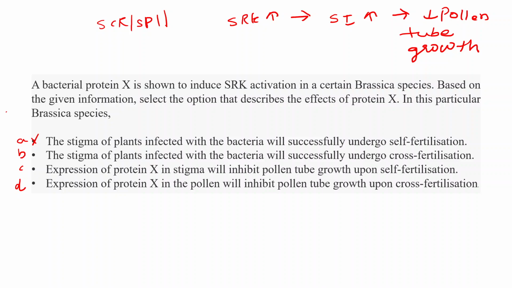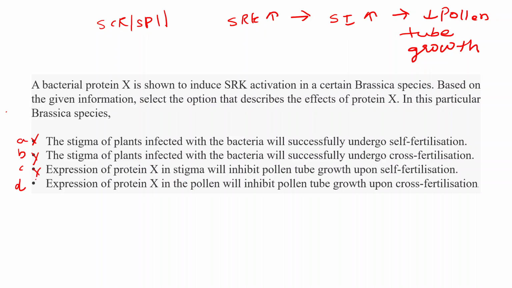It is also false for the same reason: activation of SRK at the stigma prevents pollen tube growth. Thus, cross pollen would be blocked if SRK is activated. Then, expression of protein X in stigma will inhibit pollen tube growth upon self fertilization.